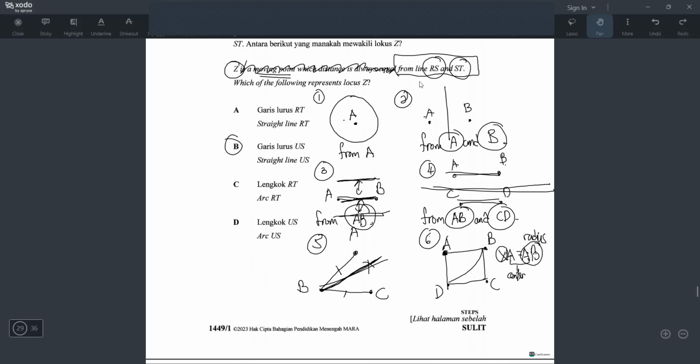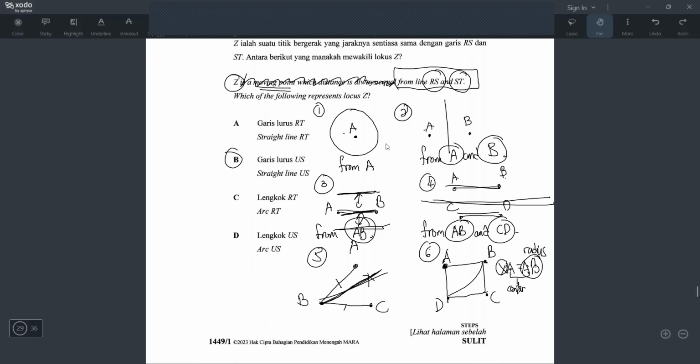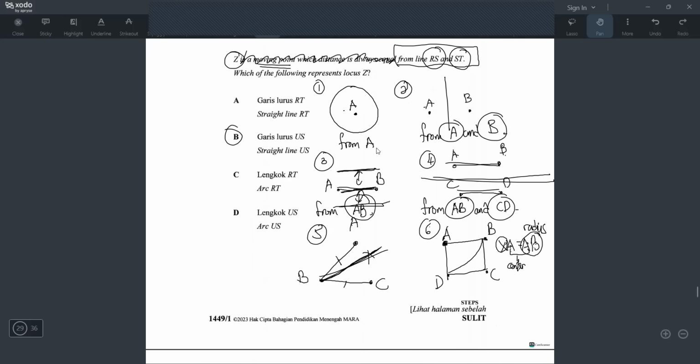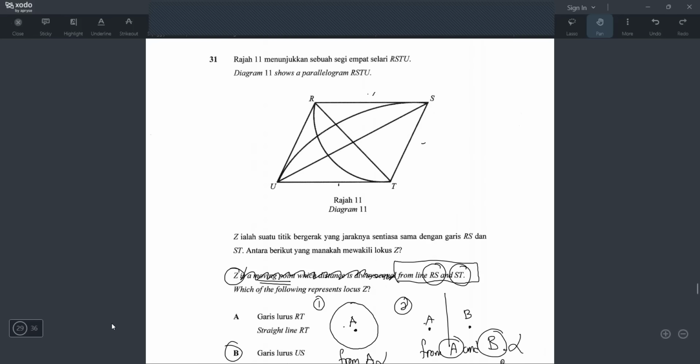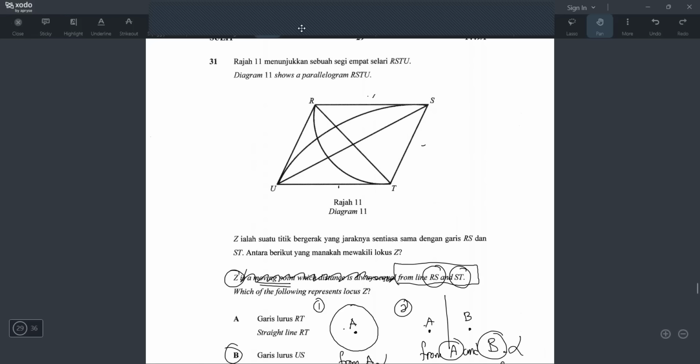RS and ST. Not type number 1, because type number 1 is only from one point. Not this one because this one is just A and B, right? This one is RS and ST, so definitely not this one. Is it from AB? No. It's actually type number 4 and type number 5, because they both consist of two lines, right? So RS and ST, let's go to the diagram and find RS and ST.